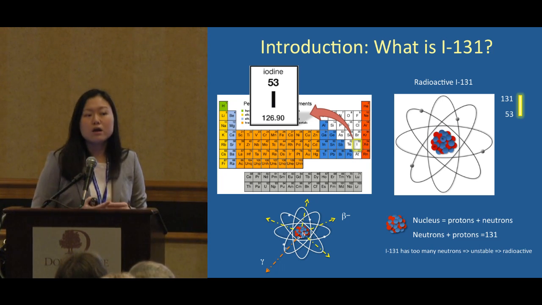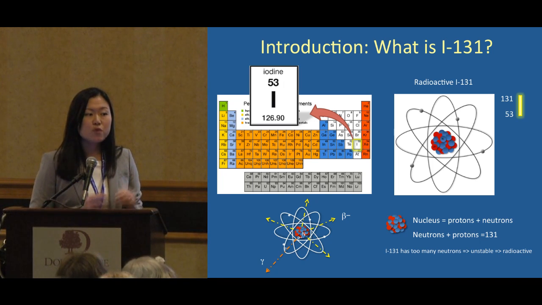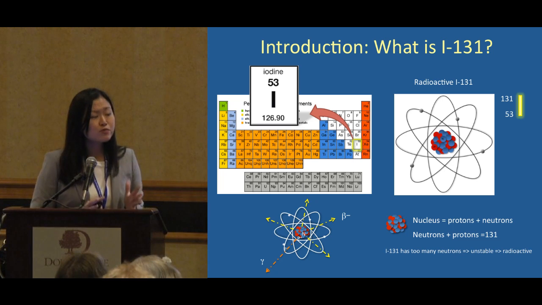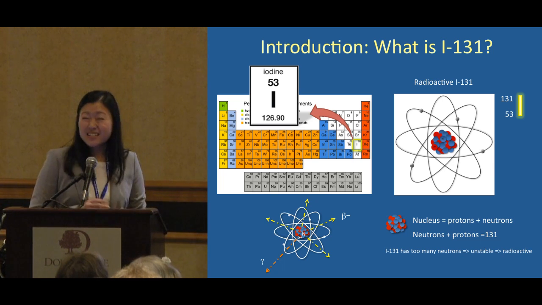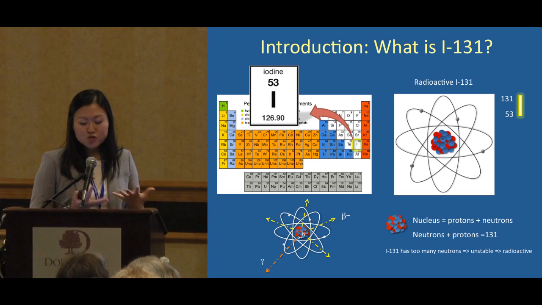Now let's talk about using radioactive I-131 for thyroid cancer. This has been in use for about 70 years, so for a very long time. It was first reported in the literature back in 1946, and it was used for a patient with metastatic thyroid cancer. In terms of treating thyroid cancer with radioactive iodine, usually we do it for cancers that are papillary and follicular thyroid cancer.